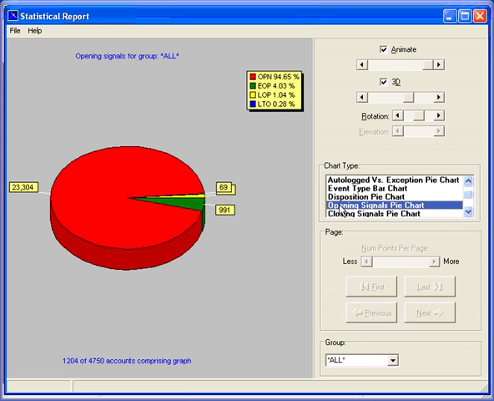For the opening types of signals, we can get an excellent feel for, of all the opening signals, there were 4,700 accounts, total capability within the system. 1,204 accounts, as we can see down here at the bottom, contributed to this statistical display, of which 94.65% were normal openings, and only 4% were exceptions or early openings. And then we have the late openings and the late two opens representing the total amount.